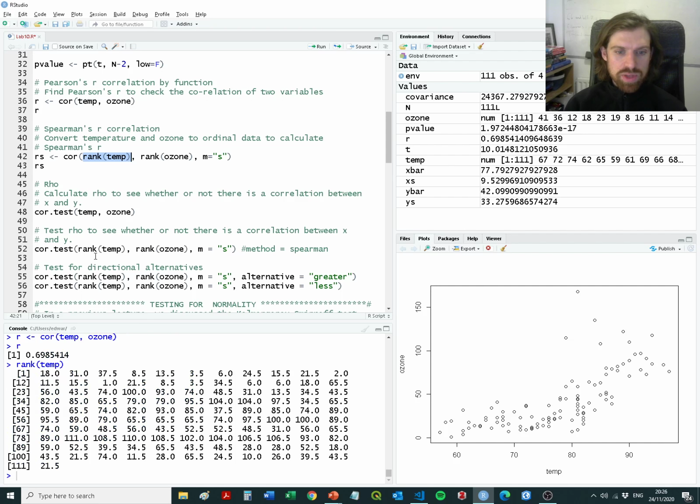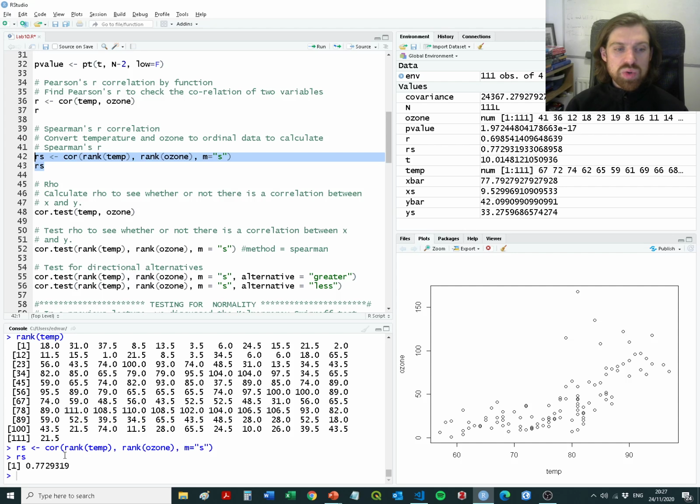basically. So if I just type this, it's just ranking from 1 all the way up to 111, all of the different data entry points. And then when we run the cor function, this is basically saying method equals Spearman's rank, so it knows that we're running this non-parametric test. And we do get a slightly different estimate for the correlation. Obviously, we're using ordinal data here, not continuous, but this time it's a stronger positive correlation, but they're ballpark roughly the same.